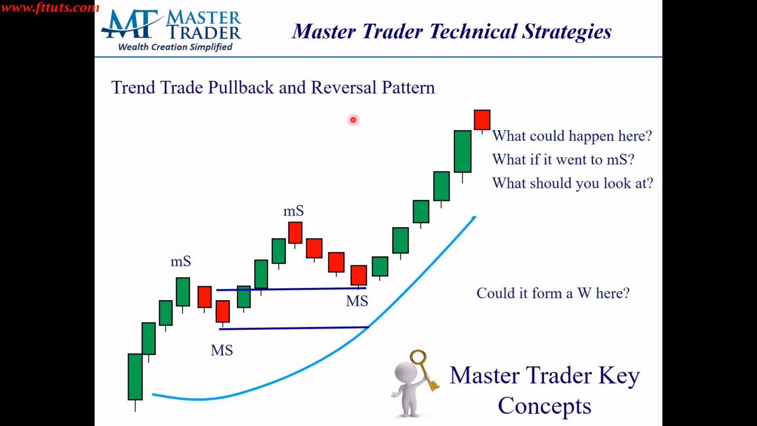Oh, trend trade, pullback and reversal. And this is your basic type of trend trade. Prices have moved up, pull back a little, they exceed the high, this becomes minor support, this becomes major support, and as it pulls back into that area, this is where buyers should show up, and you look for that reversal to happen.